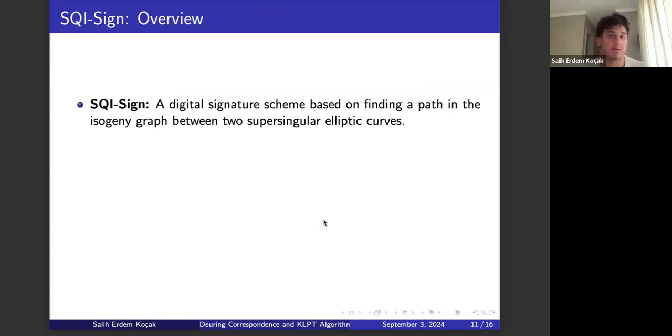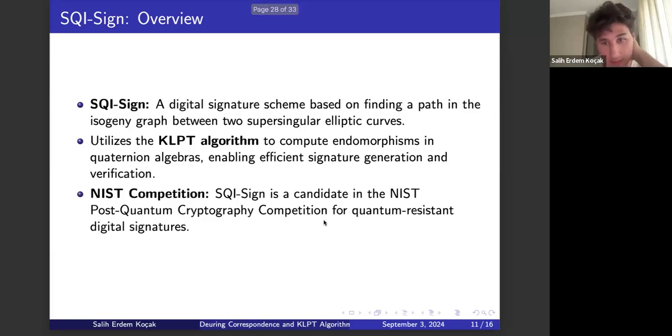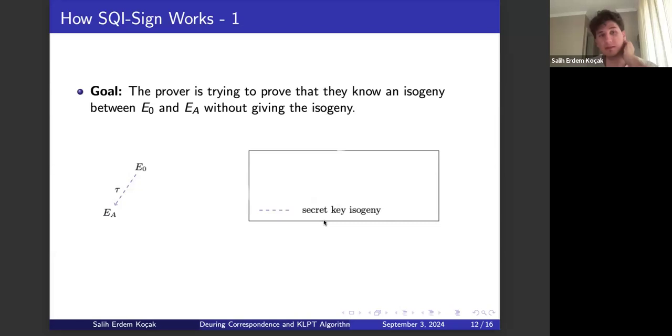Okay, now we can also look at a practical example of the KLPT algorithm, the SQIsign signature scheme. SQIsign is a digital signature scheme, and it's based on finding a path in an isogeny graph between two supersingular elliptic curves. It uses the KLPT algorithm to compute these isogenies in an efficient way. And it's a NIST competitor for quantum resistant digital signatures. So what is the goal of SQIsign?